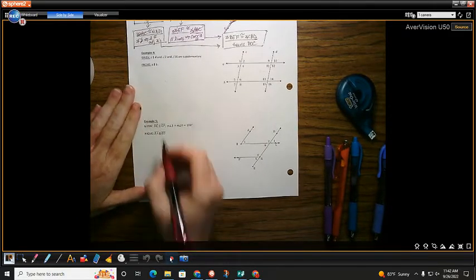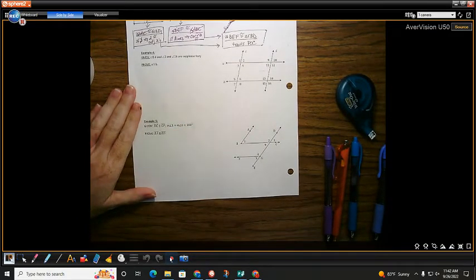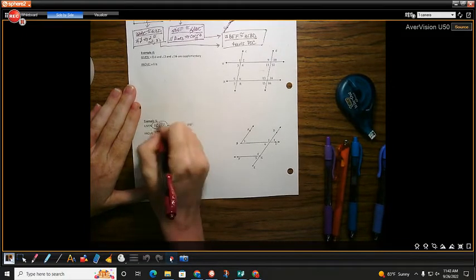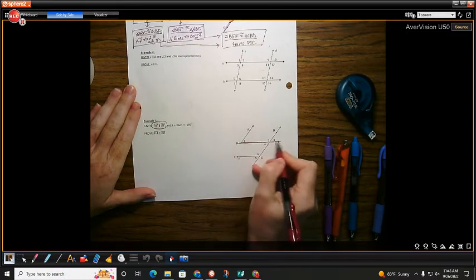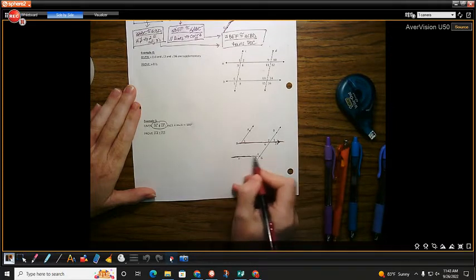So we are given, I want y'all to go with your friends and mark down what's given and mark it in the picture. Where's your given? Y'all are being recorded.